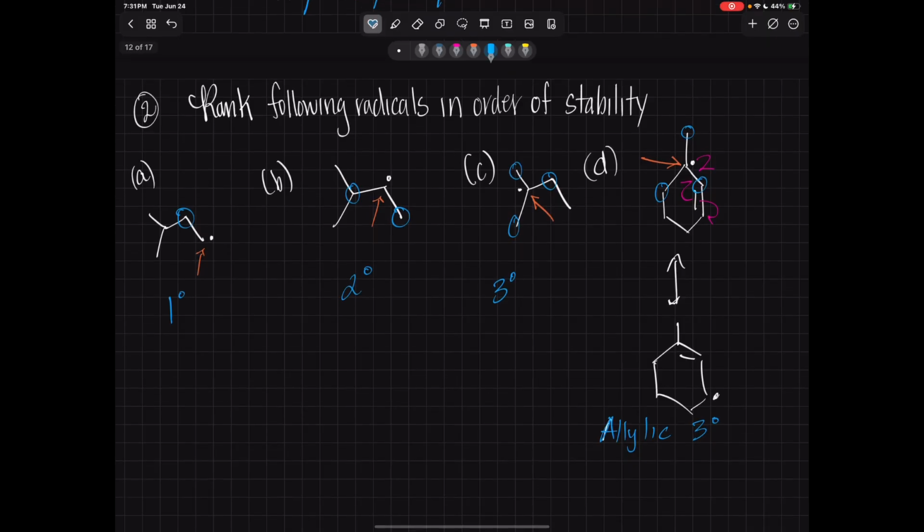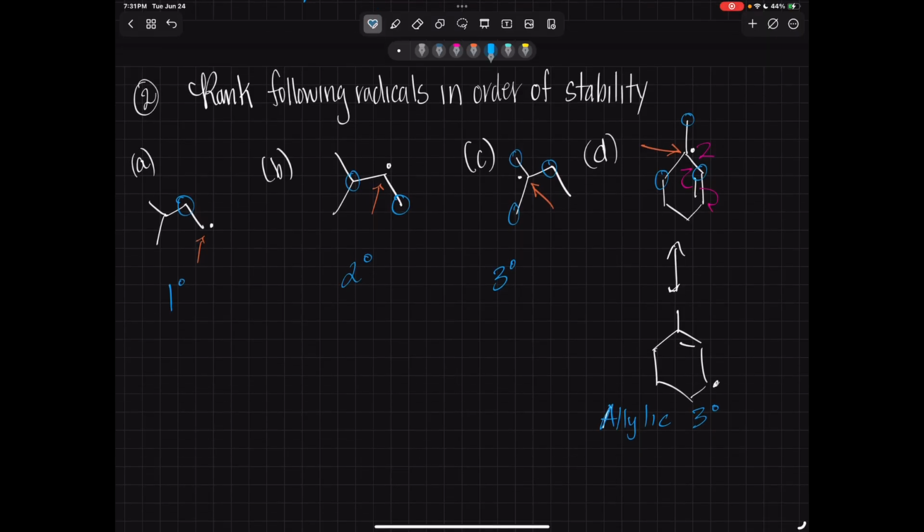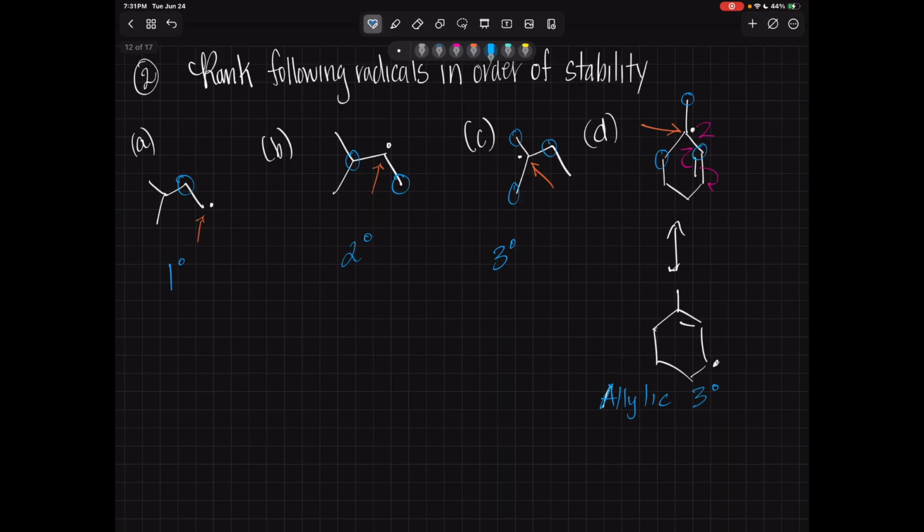Well, we know that radicals have the same stability as carbocations, so let's go ahead and rank those. Allylic is first, right? Resonance is always a dominant stabilizer, so we bring in allylic first. So our stability: next, we got our tertiary, which is C. Next, our secondary, which is B. And of course, lastly, our primary radical, which is A.